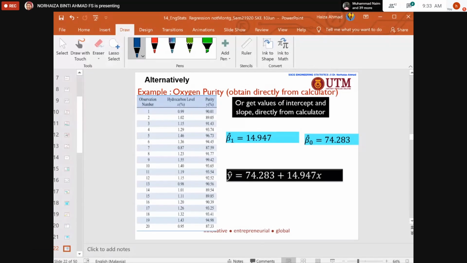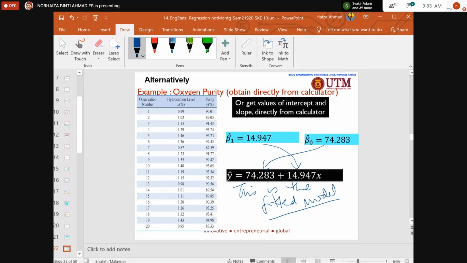So what is your fitted model? This is your fitted model. This is your intercept and this is your slope coefficient. Fitted model means you want to know the values of the coefficients set in a linear setting.